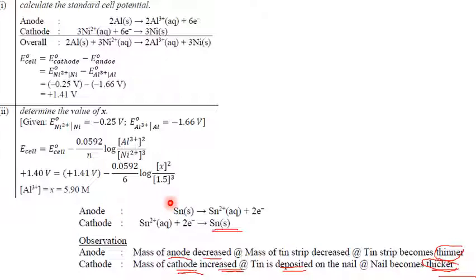Tin is Sn. So both equations involve Sn. Anode undergoes oxidation, Sn becomes Sn2+, cathode undergoes reduction, Sn2+ becomes Sn solid. That's why for the anode, the mass of the anode will decrease or become thinner because it all dissolves to become Sn2+. And the mass of the cathode will surely increase or become thicker because the Sn2+ is deposited to become Sn solid. So clear?